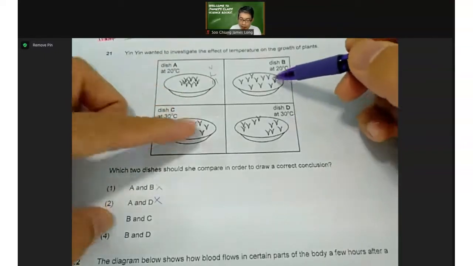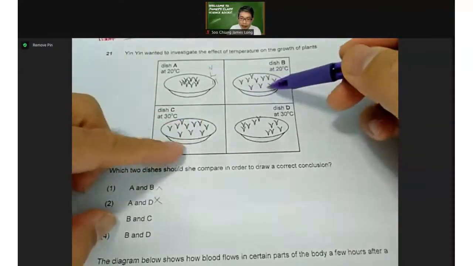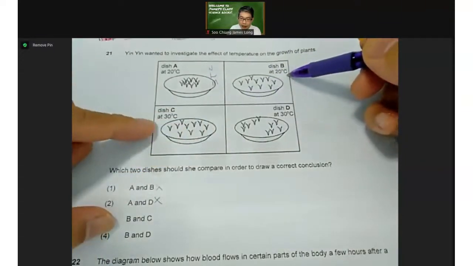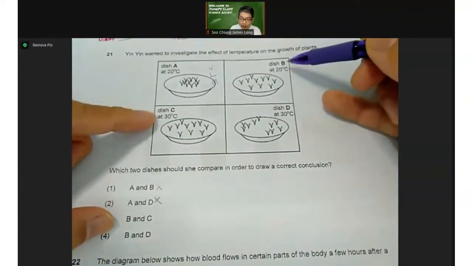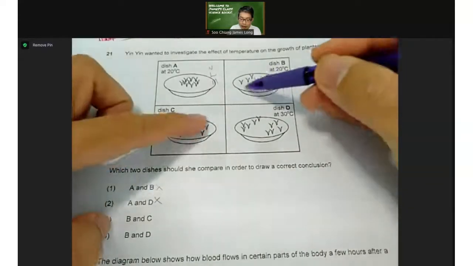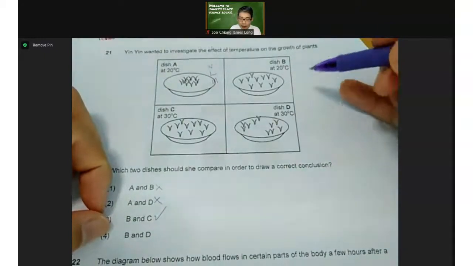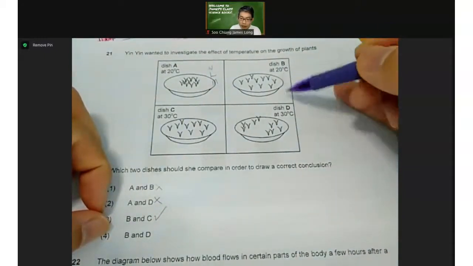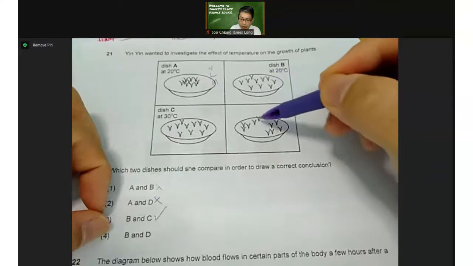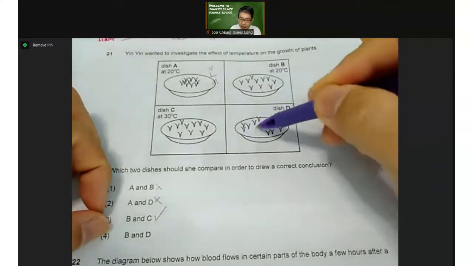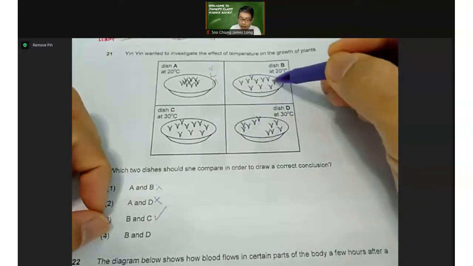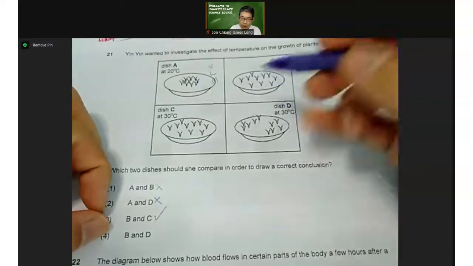Let's look at B and C. B and C, okay, they're spaced out in the same way and they are at different temperatures. So this is a changed variable and this is constant. So this looks correct. Let's double check by checking the last one. B and D, different temperature, but the way the plants are being spaced out, these two sections here are crowded, whereas this is all evenly spaced out. So two changed variables, no, this is wrong.